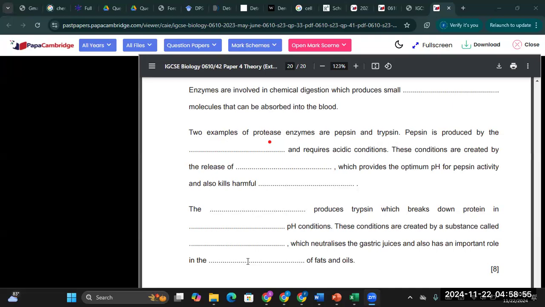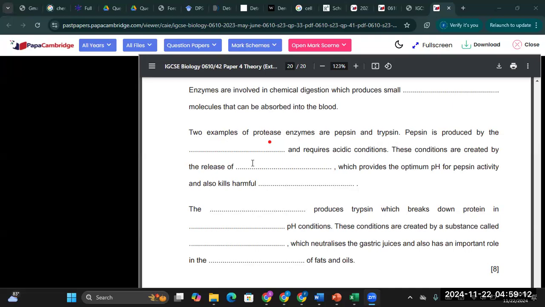I'm not sure about the... It's okay. Just tell me which ones you're sure about, and then I'll go over the ones you're not sure about. I just know where the pepsin and trypsin are produced, but I'm not sure about the rest of them. Okay, it's fine. I'll help you out.